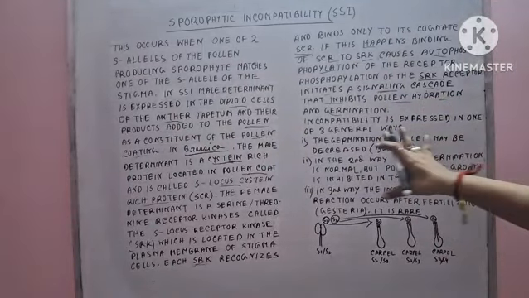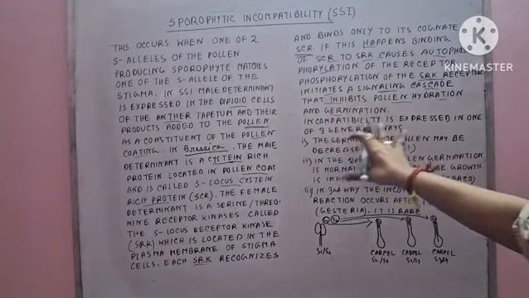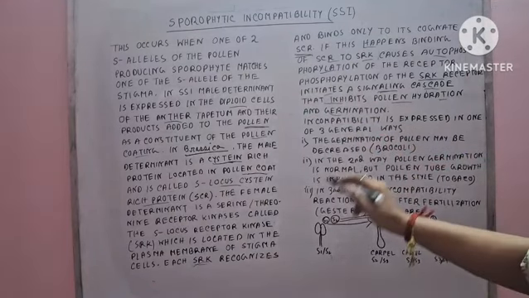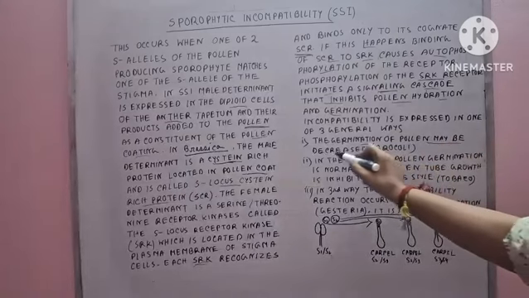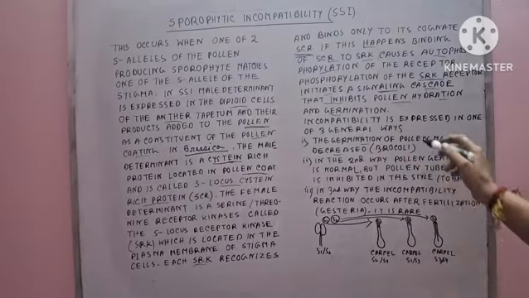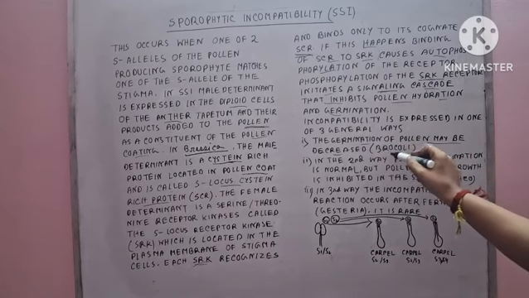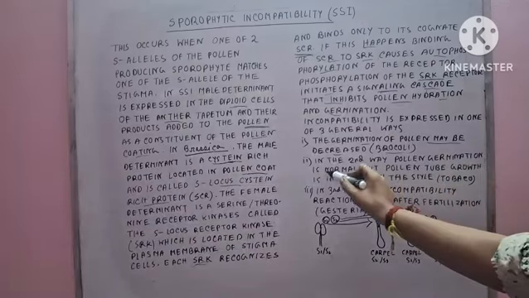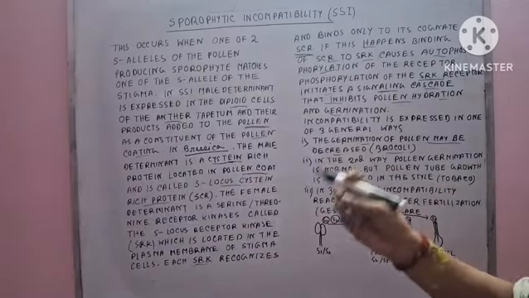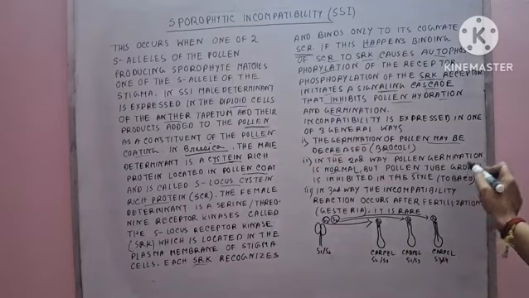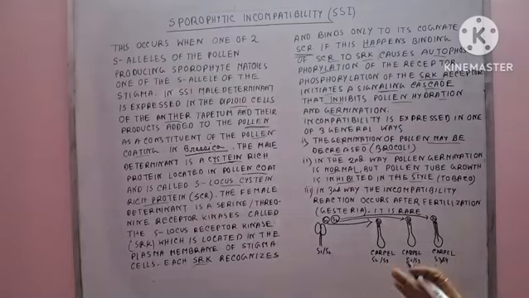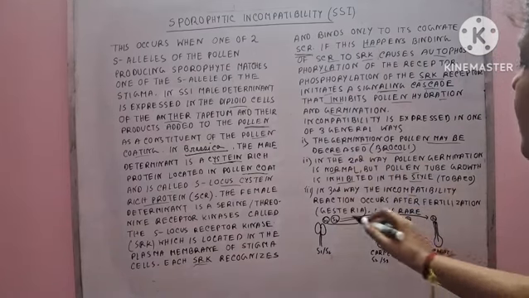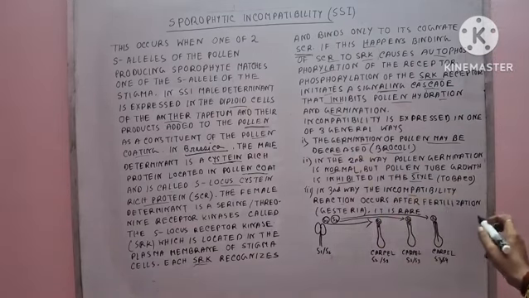And here three general ways are seen in this type of incompatibility. The first is that the germination of the pollen may be decreased. This is seen in broccoli. In the second, pollen germination is normal, but pollen tube growth is inhibited in the stem. In the third case, the incompatibility reaction occurs after fertilization.